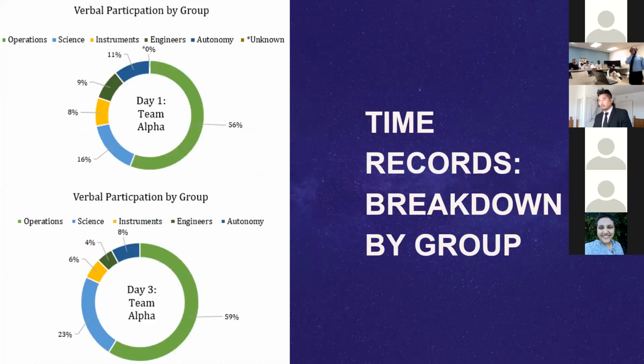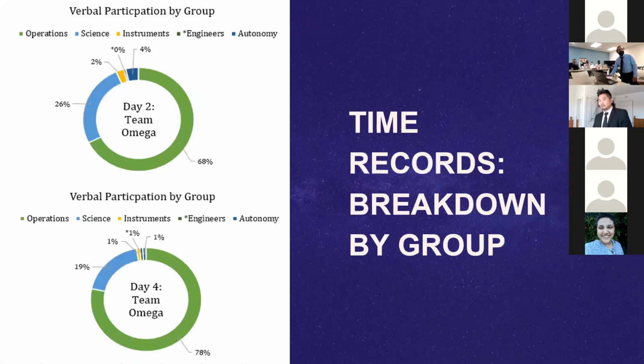And we were able to categorize which role spoke the most. As you can see, for Team Alpha, operations spoke 56% of the time, right following after is science team, then instruments, and then day 3 for Team Alpha, operations spoke the most, followed by science, and then instruments as well. And then we'll go over the last part here.